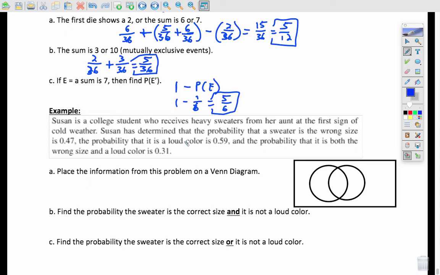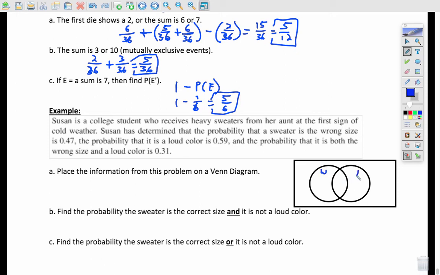So we've got Susan being a college student who receives heavy sweaters from her aunt at the first sign of cold weather. The probability that she gets something the wrong size is 0.47. The probability that it is a loud color is 0.59. And the probability that it is both is 0.31. So I'm going to use this information on a Venn diagram first to help my cause. This is going to be just like the Venn diagram problems that we did before, where we had the DVD and the Blu-ray player, if you remember in the previous video.